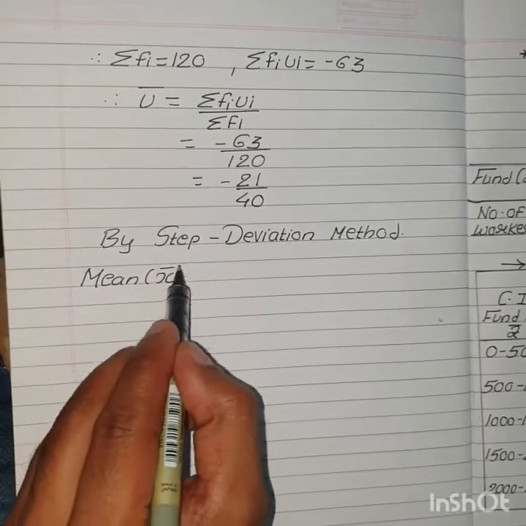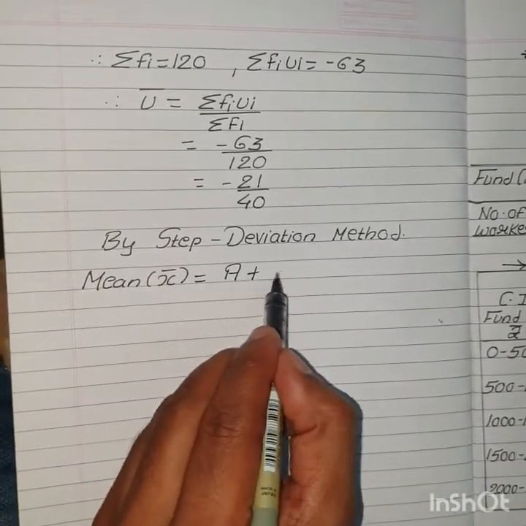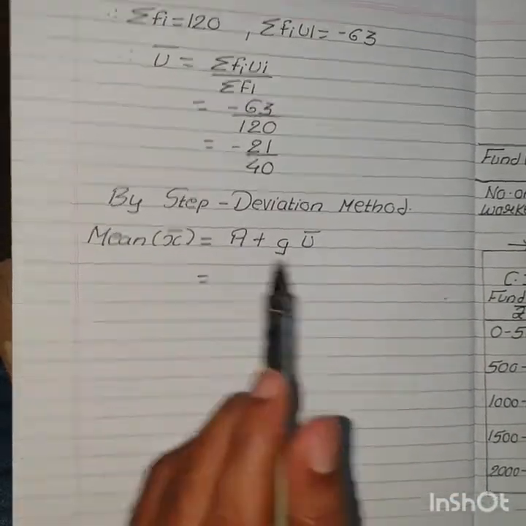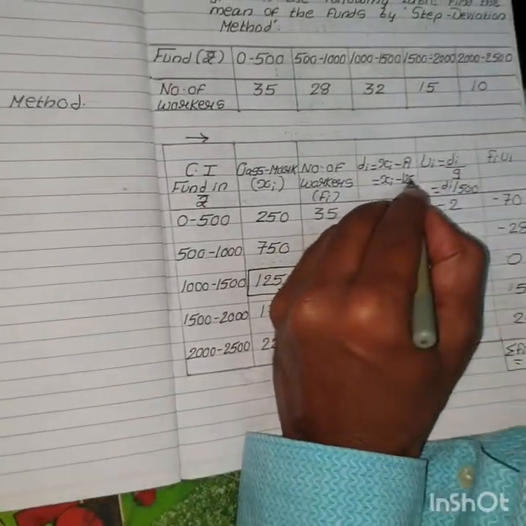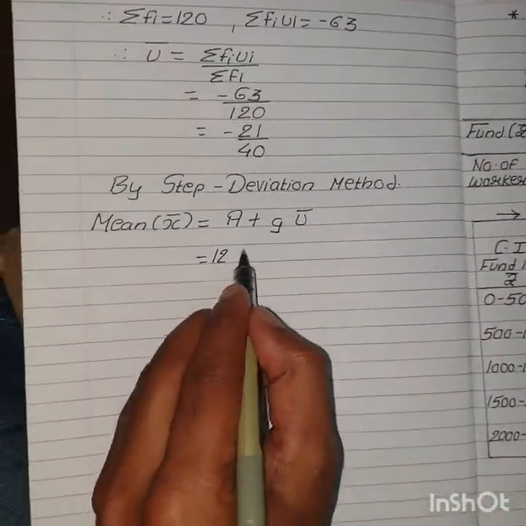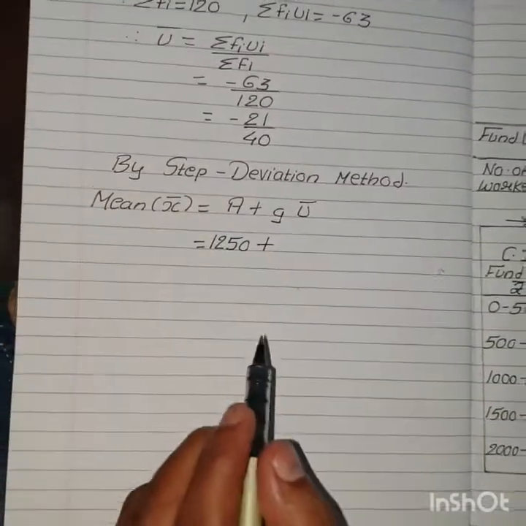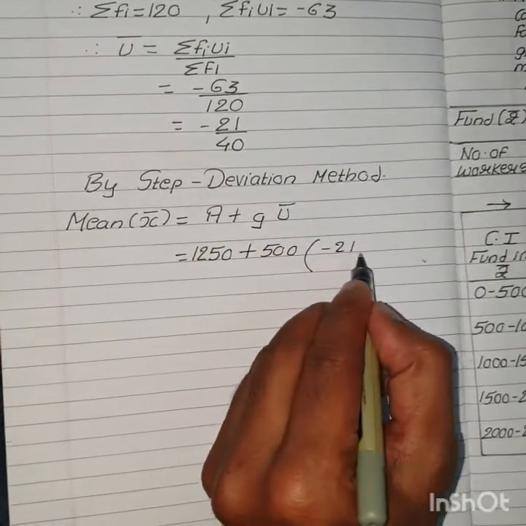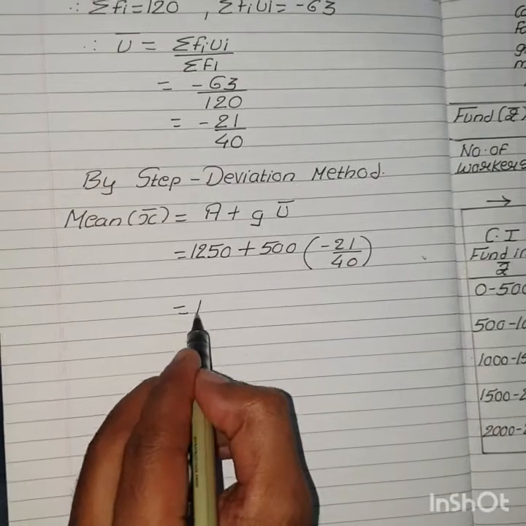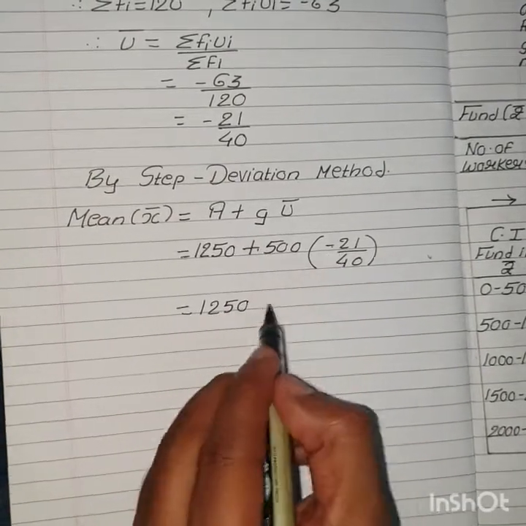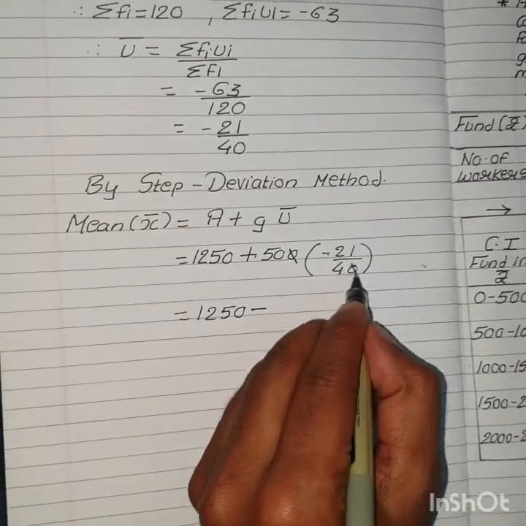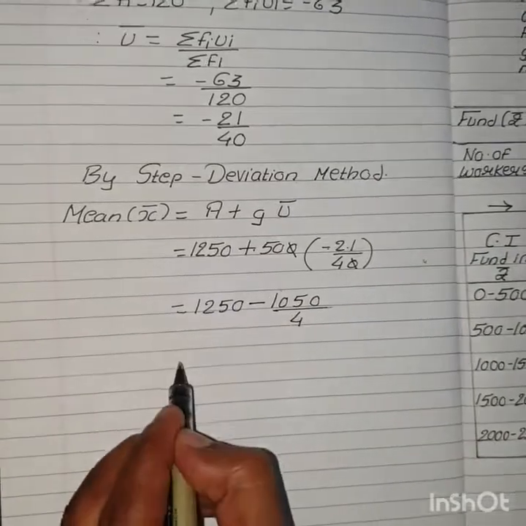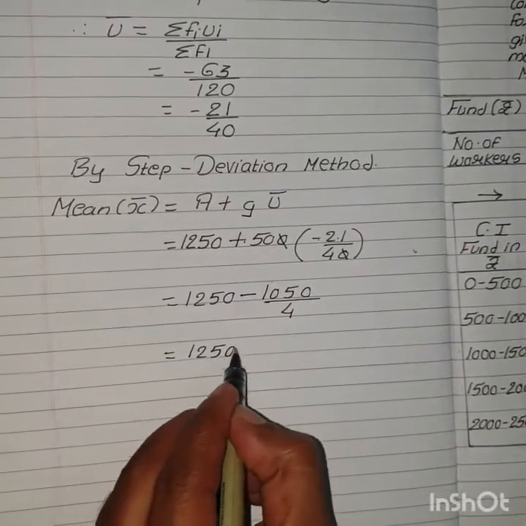Mean x bar is equal to a plus g into u bar. What is the value of a? 1250. Plus, what is the value of g? 500. And we got the value of u bar as minus 21 upon 40. That is equal to 1250 plus, plus into minus will be minus. 0 0 cancel. 21 5s are 105, so 1050 upon 4.